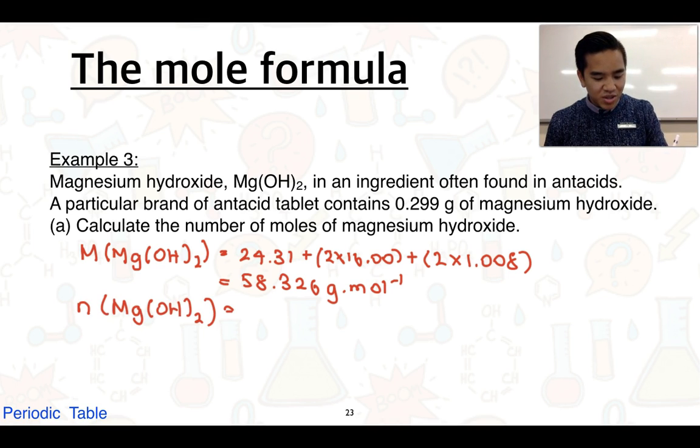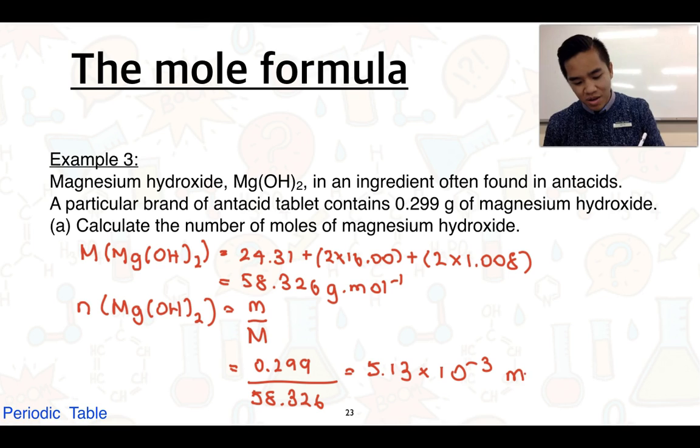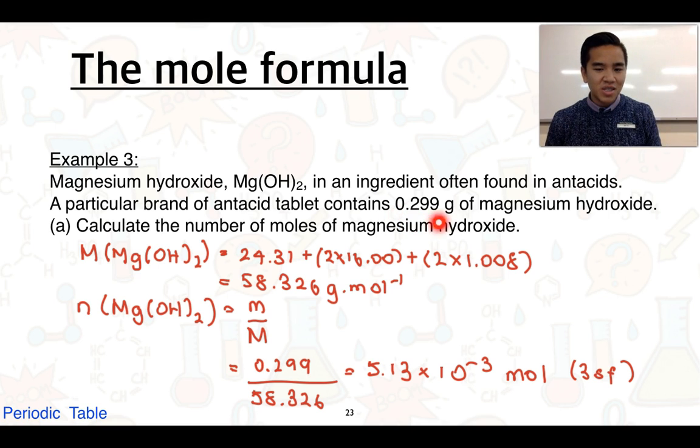We then need to work out the number of moles, and so that's using our formula little m over big M. We've got our mass of 0.299 in the tablet, divided by the molar mass, and we get an answer of 5.13 times 10 to the negative 3 moles, and that's recorded to 3 significant figures. Again, we can see our mass of the tablet is 0.299 grams, at least what contains the magnesium hydroxide.